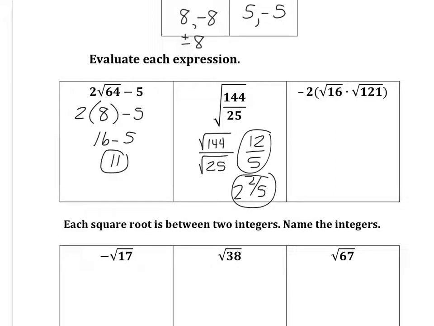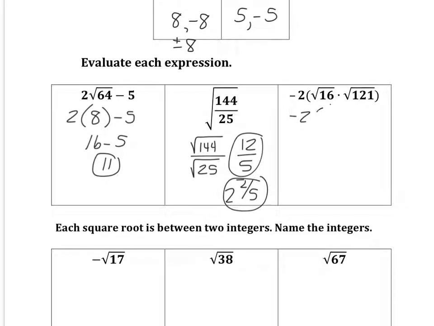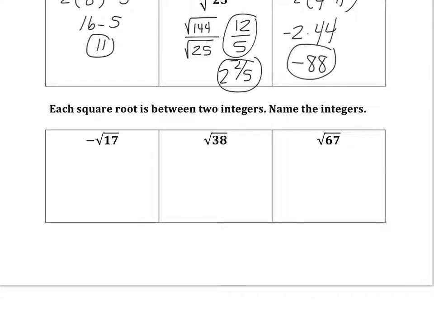In the next one, we're going to do parentheses first because of order of operations. Square root of 16 is going to be 4. Square root of 121 is 11. 4 times 11, 44. And then times a negative 2. A negative times a positive is a negative 88.